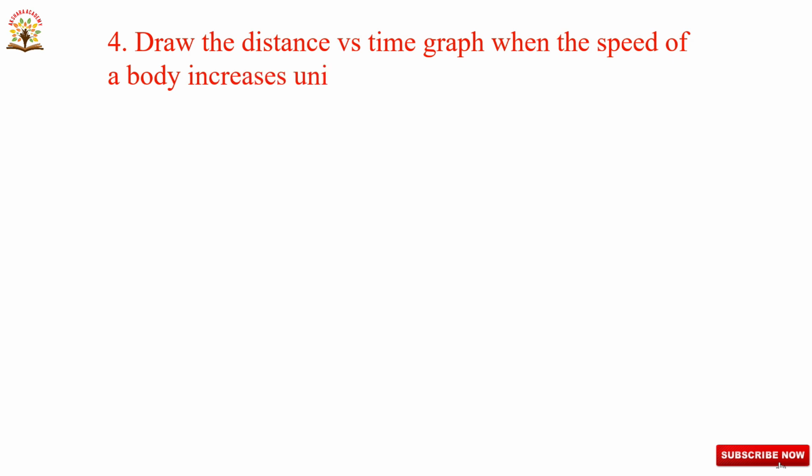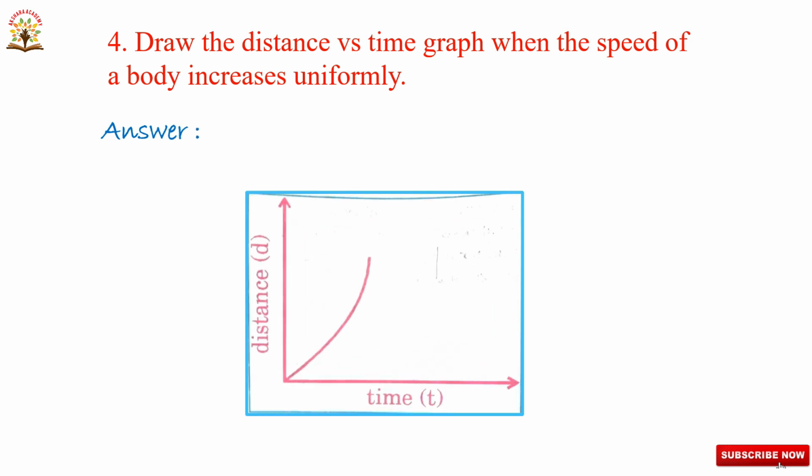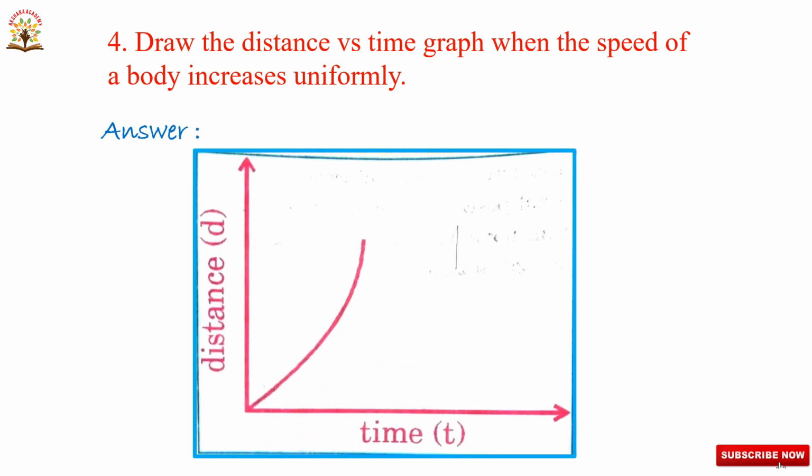Next, fourth question. Draw the distance versus time graph when the speed of a body increases uniformly. Now here in this question they are asking that you should draw the distance versus time graph when the speed of the body increases uniformly. So uniform is nothing but equal distances in equal intervals of time. Then observe this graph. This is the graph of distance versus time. Here you are taking time along the x-axis and distance along the y-axis.